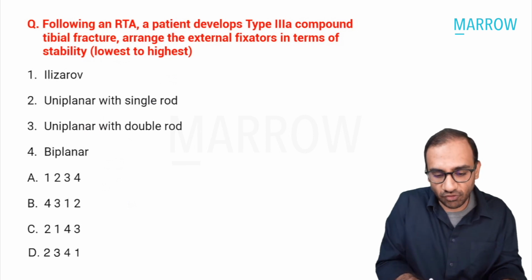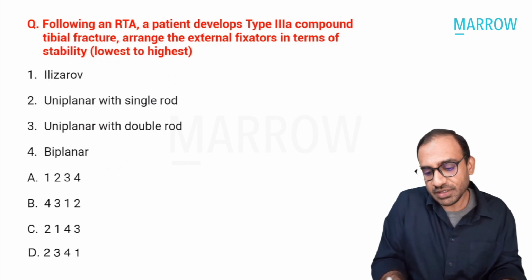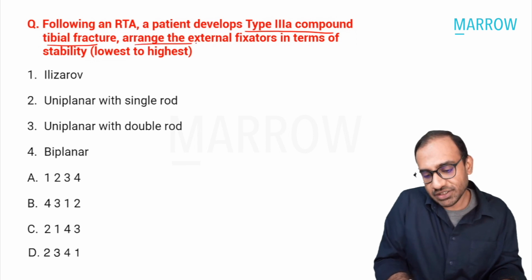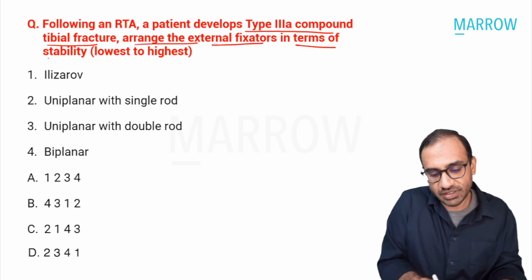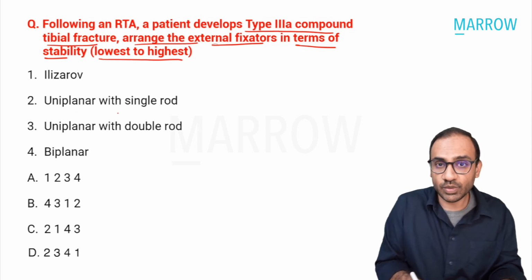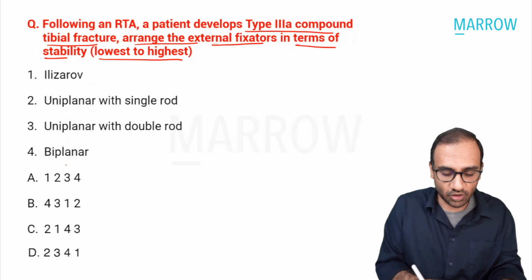So this was a question: following a road traffic accident, a patient develops type 3A compound tibial fracture. Now arrange the external fixators in terms of stability, that is lowest to highest. Ilizarov, uniplanar with single rod, uniplanar with double rod, or biplanar.